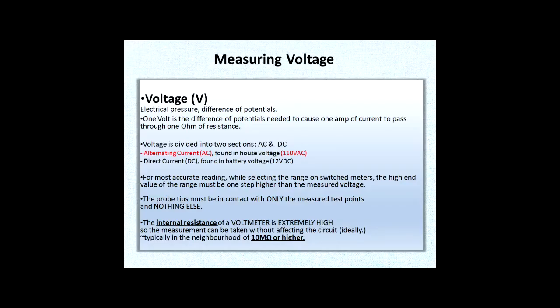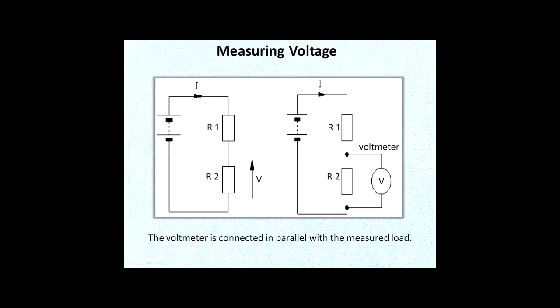Okay. Now, the internal resistance of a voltmeter is extremely high, so the measurement can be taken without affecting the circuit, ideally, typically in the neighborhood of 10 megaohms or higher, okay? And let's see, maybe the next slide is going to show, yeah, okay?